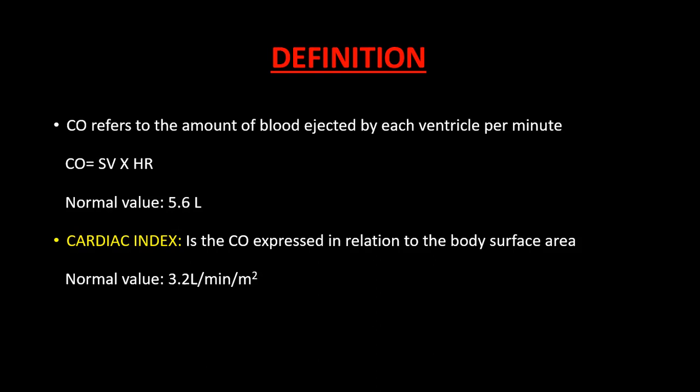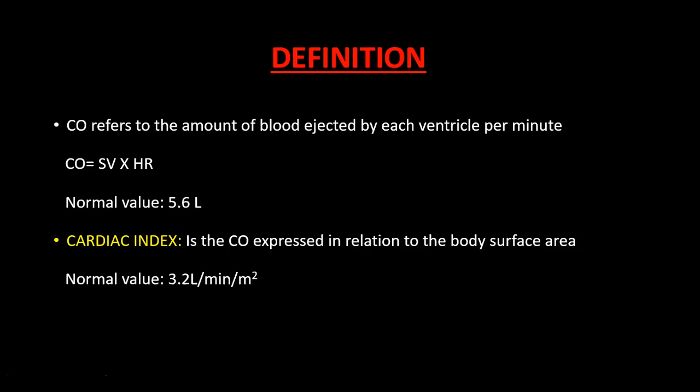Now let's see what is cardiac index. Cardiac index is the cardiac output expressed in relation to the body's surface area. That is, cardiac index is equal to cardiac output divided by body surface area. By substituting the values, we get the normal value of cardiac index as 3.2 liters per minute per meter square. So that is cardiac index.